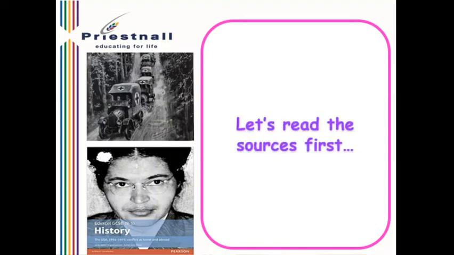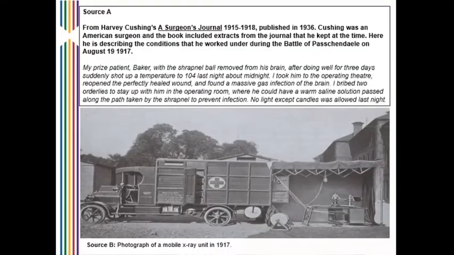So let's have a quick read of the sources that we're going to be using for this question first before I break down how to answer this. So these are the two sources. So let's have a quick read of them together. So source A, this one at the top here. Source A is from Harvey Cushing's A Surgeon's Journal, 1915 to 1918, published in 1936. Cushing was an American surgeon, and the book included extracts from the journal that he kept at the time. Here he is describing the conditions that he worked under during the Battle of Passchendaele on August the 19th, 1917.